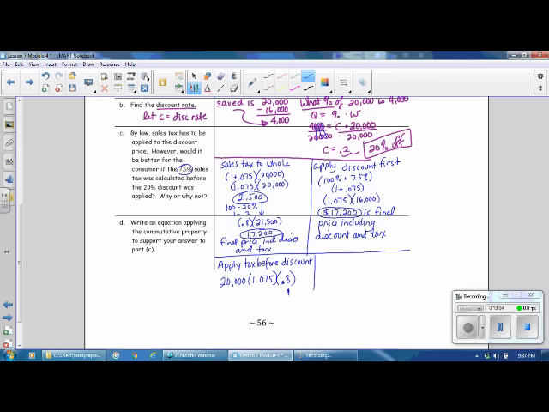And then on this side, you would have $20,000. Let's say what this is before we do the math. On this side, this is applying the discount before the tax. And that would be 20,000 times 0.8, which is the percent you pay for the car, times the 1.075. So here you see the commutative property in action where you have the same numbers, but you switch the order and your answer stays the same.